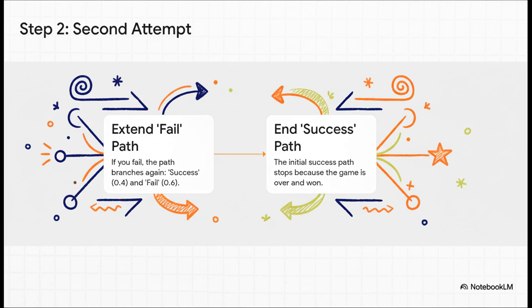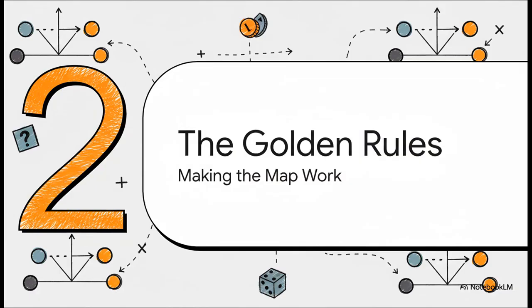All right, so what happens on the next step? This is where the tree really starts to show its power. If you went down that success path on your first try, well, game over, you won. That branch just ends. But if you went down the fail path, the story continues. From that point, we draw 2 new branches for our second attempt. We've got a 0.4 chance of success and, well, a 0.6 chance of failing a second time. And just like that, we have our map. We can see every single way this boss fight can end.